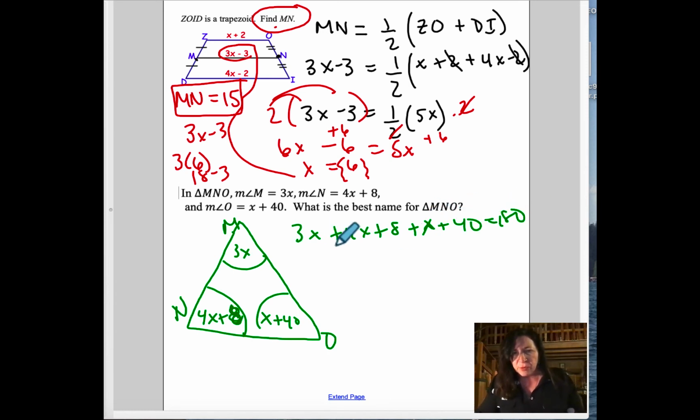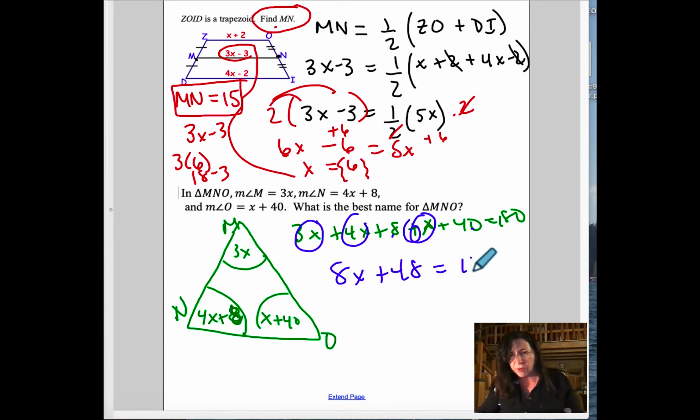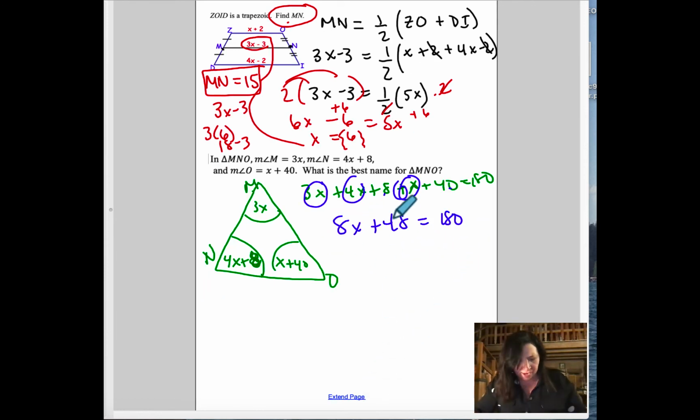All right. So let's count our x's. We've got 3 plus 4 is 7, plus 1 is 8. 8 x's. 8 plus 40 is 48. And so therefore that equals 180. So I'm going to take 180, subtract 48. And what do I get? 132. So I get 8x is equal to 132. And that means I'm going to divide by 8. And I get 16.5.